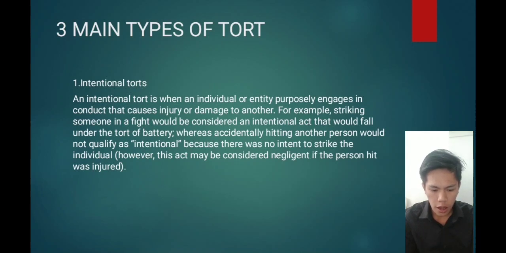A tort is an act or omission that gives rise to injury or harm to another and amounts to a civil wrong for which the court imposes liability. In the context of torts, injury describes the invasion of any legal right, whereas harm describes a loss or detriment in fact that an individual suffers.